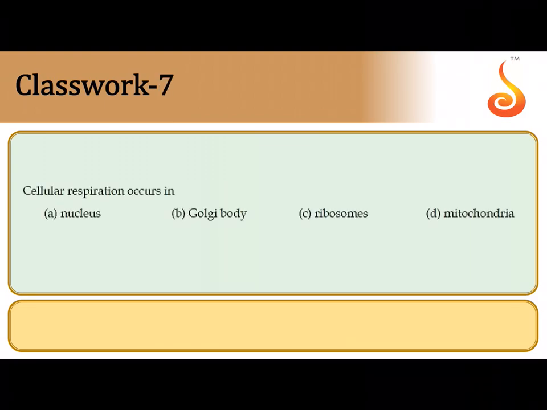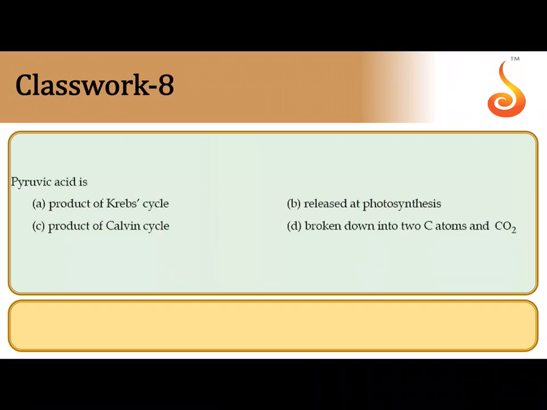Cellular respiration occurs inside mitochondria. We saw that the common pathway for both aerobic and anaerobic respiration is glycolysis, which happens in the cytoplasm, and then in the mitochondrial matrix there is the Krebs cycle, and the inner mitochondrial membrane has the electron transport chain. So cellular respiration happens in mitochondria.